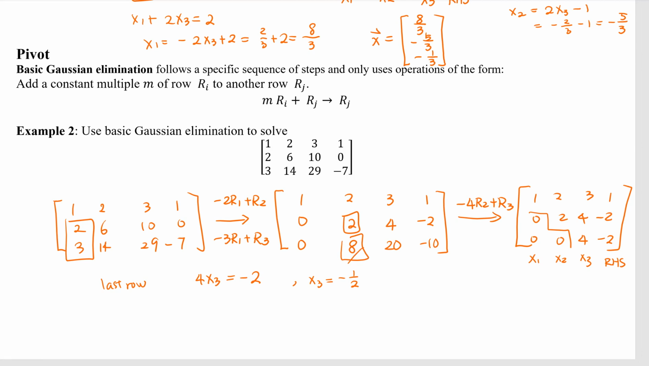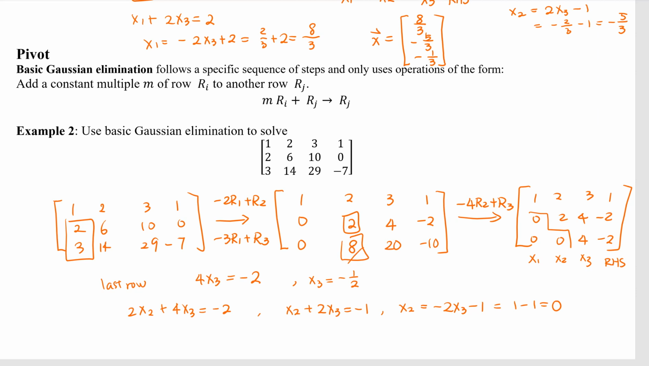Right? And then we can plug into the second row. Second row, we get 2x2 plus 4x3 equals minus 2. Well, this is the same as x2 plus 2x3 equals minus 1, right? We can divide both sides by 2. And then x3 is moved to the other side, but it becomes minus. So minus minus becomes plus. 2 times 1/2 becomes 1. 1 minus 1 is 0.